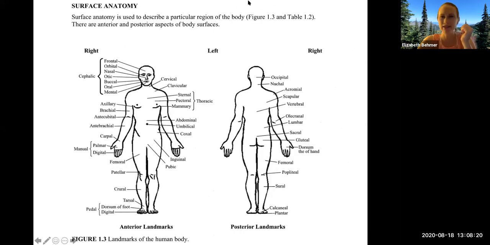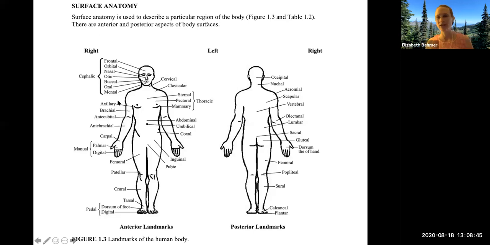And then this is surface anatomy describing different body areas, and it shows the anterior and posterior aspects of body surfaces. So the anterior side, again, is the patient's anterior side, and their posterior side is on the posterior. This is what that first exercise in the virtual lab takes you through. I think a lot of the matching terms.